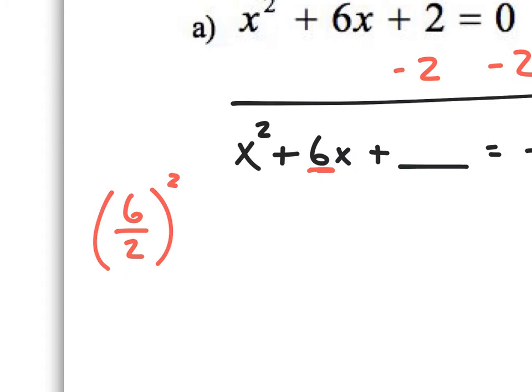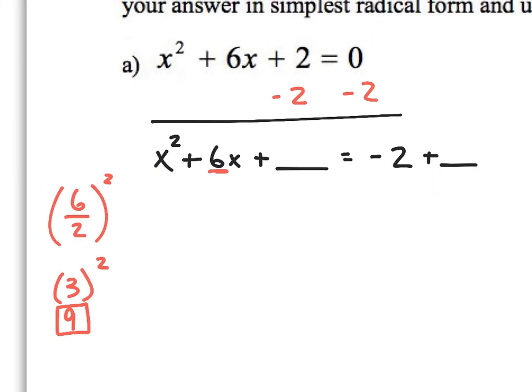So I've got 6 divided by 2, which is going to give me 3. And then we're going to square it, and that's going to give me a value of 9. So 9 is the number that I'm going to put into here and here.